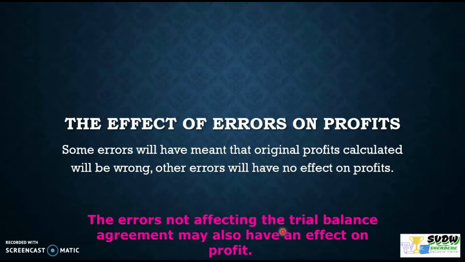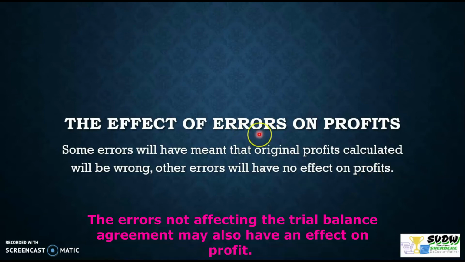Now we will be looking at the effects of the errors on profit. Some errors will have meant that the original profit calculated will be wrong. Other errors will have no effect on profit. So if we reflect on what we have covered so far, you would have recognized that the suspense account was created when the trial balance did not agree, and so we open the suspense account, make sure that it agrees. Then we would have moved forward and done our calculations for our income statement to get our profit and our balance sheet.